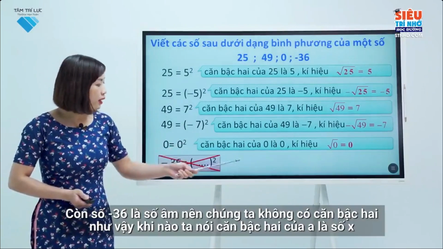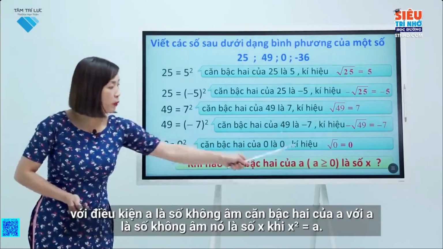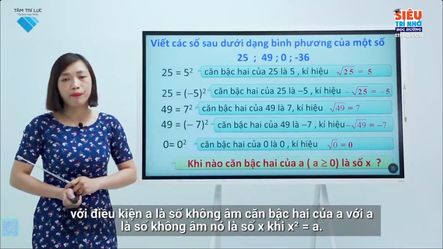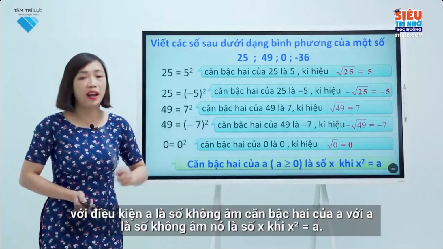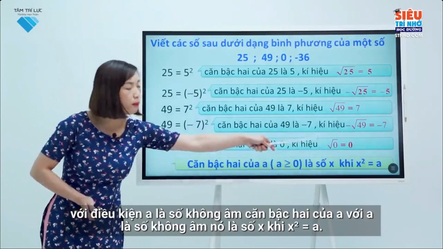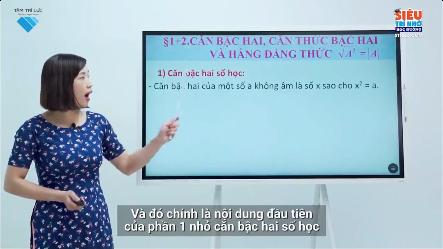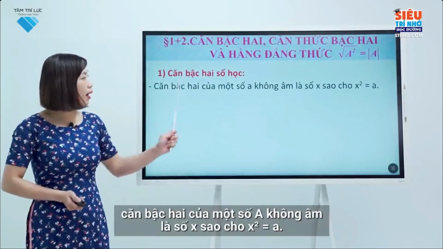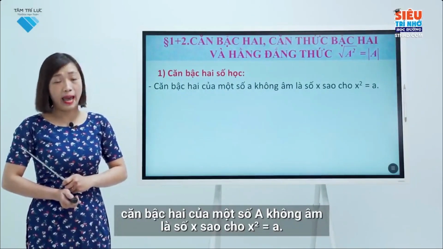So when do we say the square root of a is x? With the condition a is a non-negative number, the square root of a is x when x squared equals a. And that is the first content of part 1, the square root. The square root of a non-negative number a is x when x squared equals a.